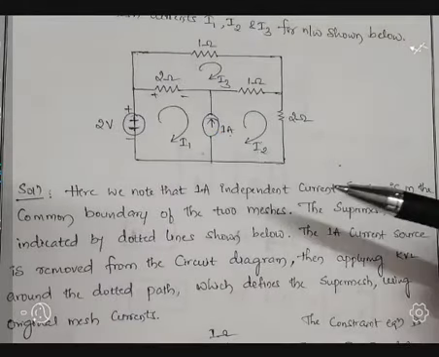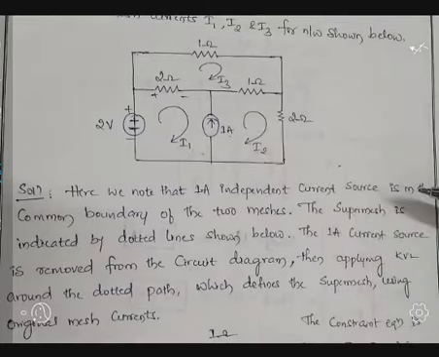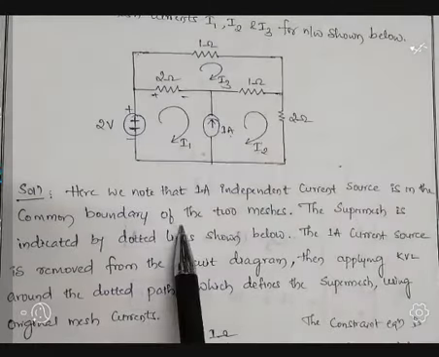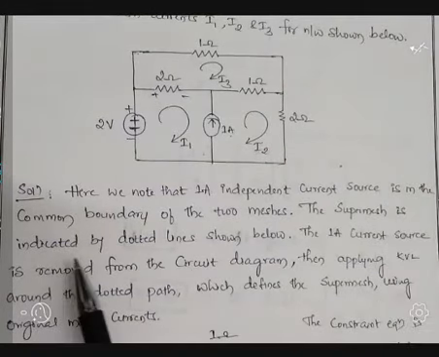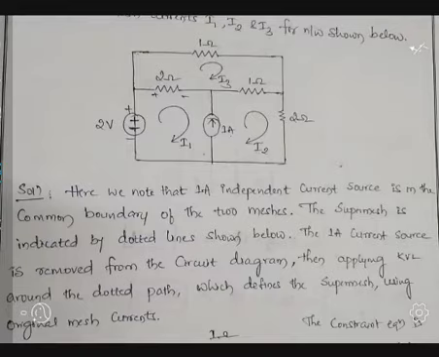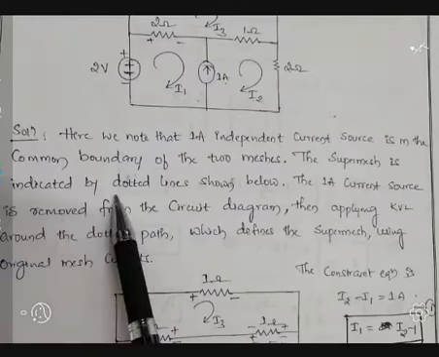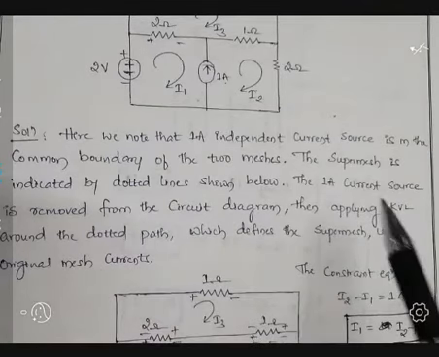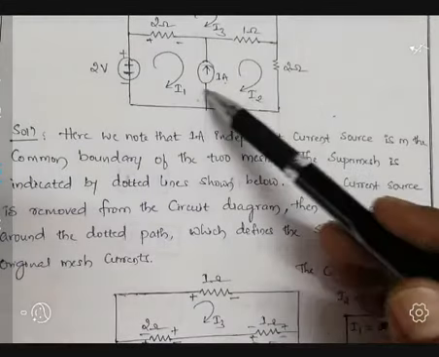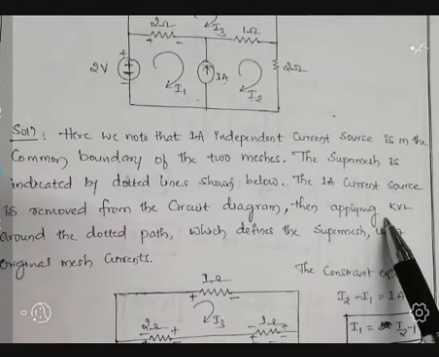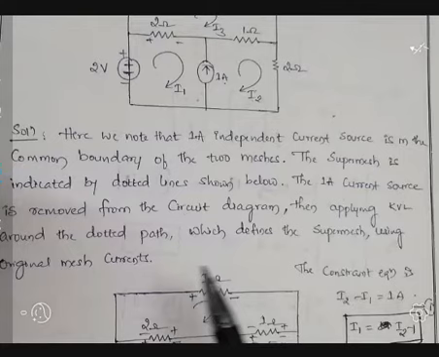Here we note that the 1 ampere independent current source is in the common boundary of mesh number 1 and mesh number 2. The super mesh is indicated by the dotted lines shown below. The 1 ampere current source is removed from this circuit diagram, then we apply KVL around the dotted path which defines the super mesh, using the original mesh currents.